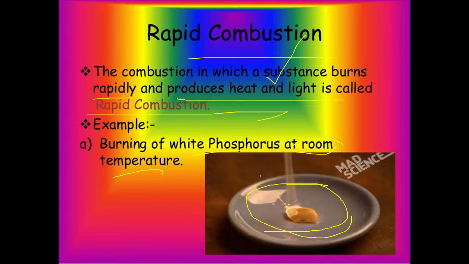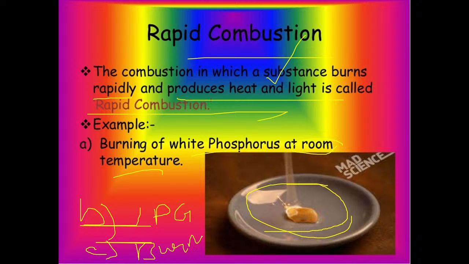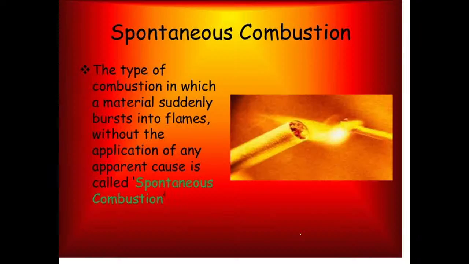Instead of white phosphorus, can we give any other examples? Yes, we can. For example, LPG and burning of a matchstick. You might see this when you are doing puja or something like that: the matchstick takes combustion rapidly and produces heat and light. So that is basically rapid combustion.